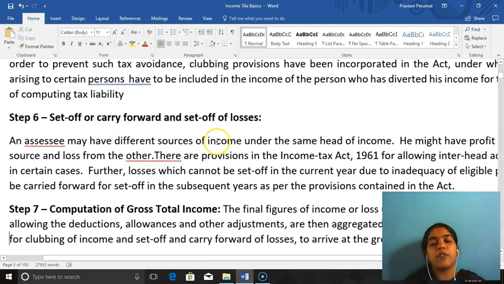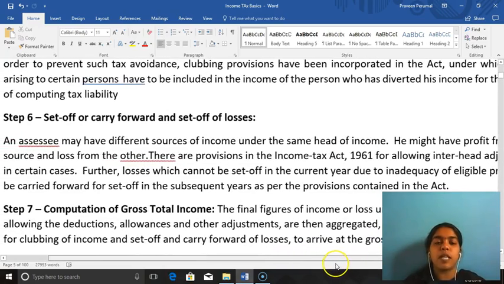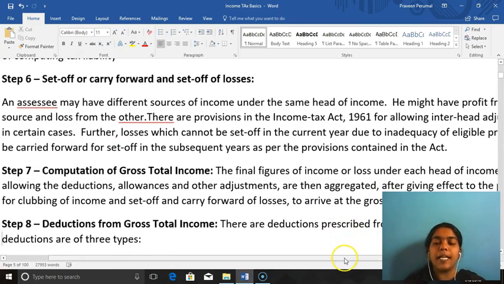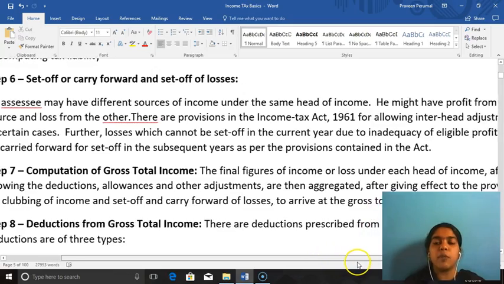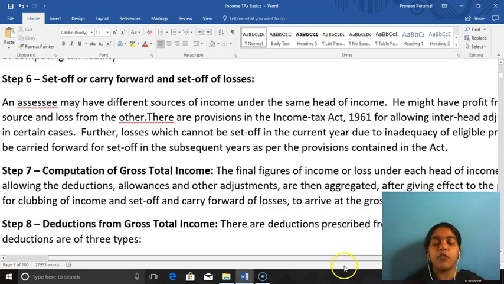An assessee may have different sources of income under the same head of income. He might have a profit from one source and loss from the other. There are provisions in the Act for allowing inter-head adjustment in certain cases. Further, losses which cannot be set off in the current year due to inadequacy of eligible profits can be carried forward for set off in the subsequent year as per the provisions contained in the Act.